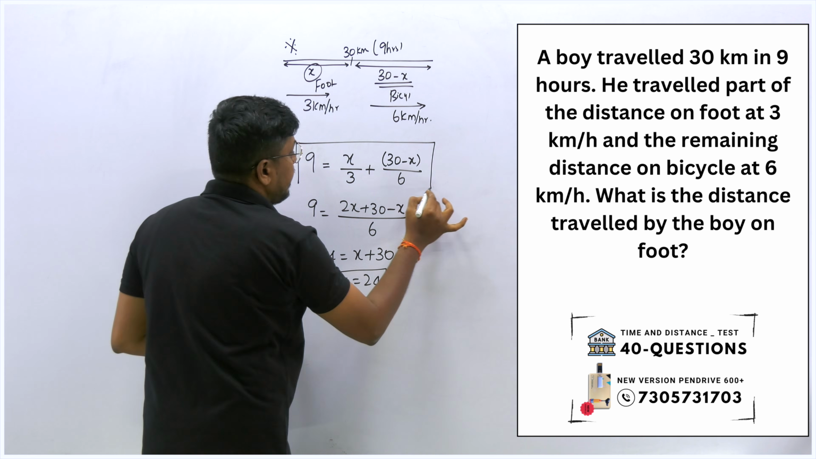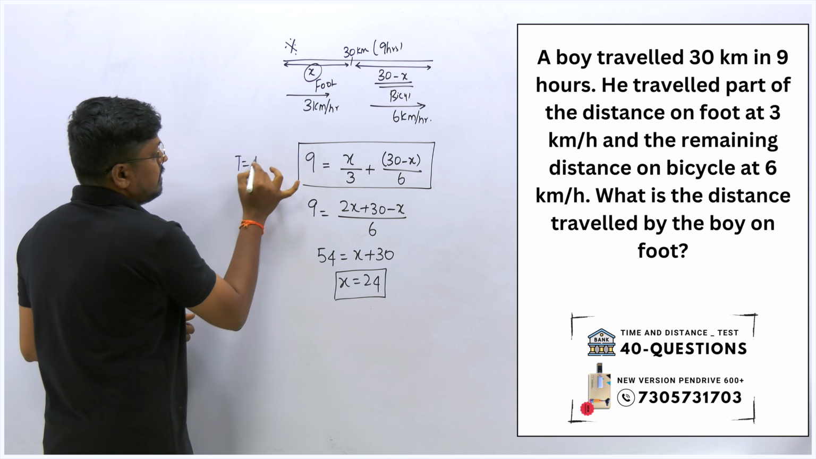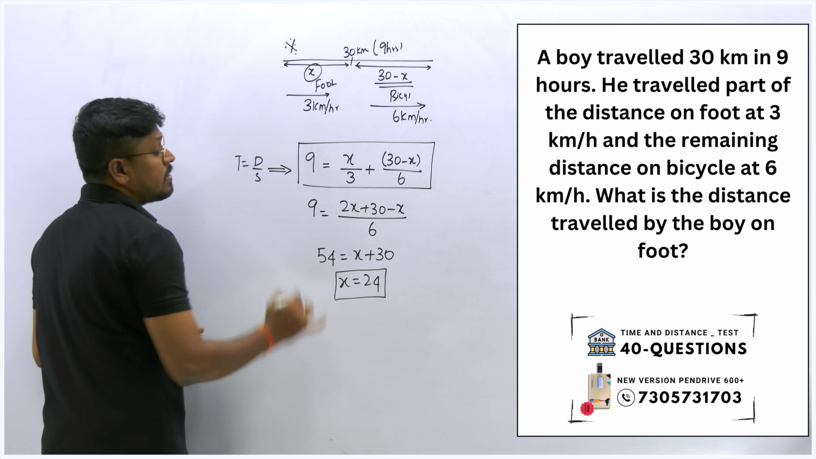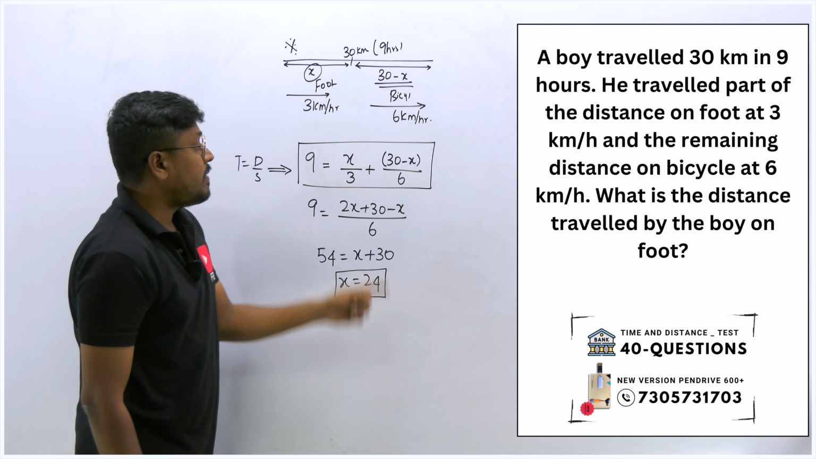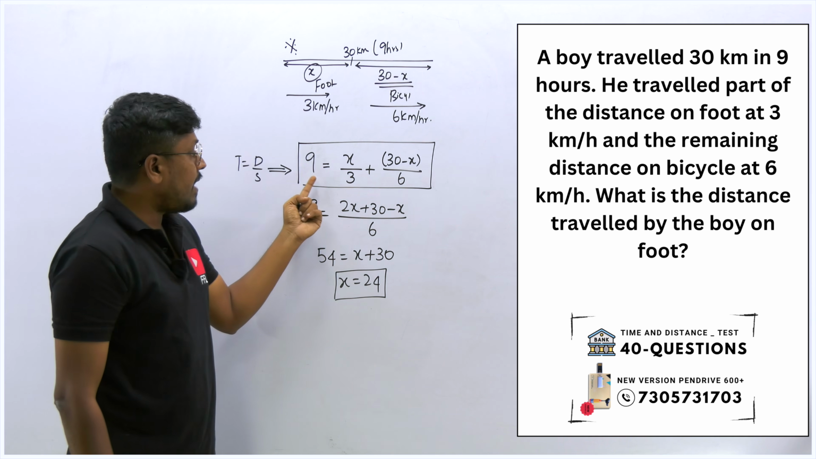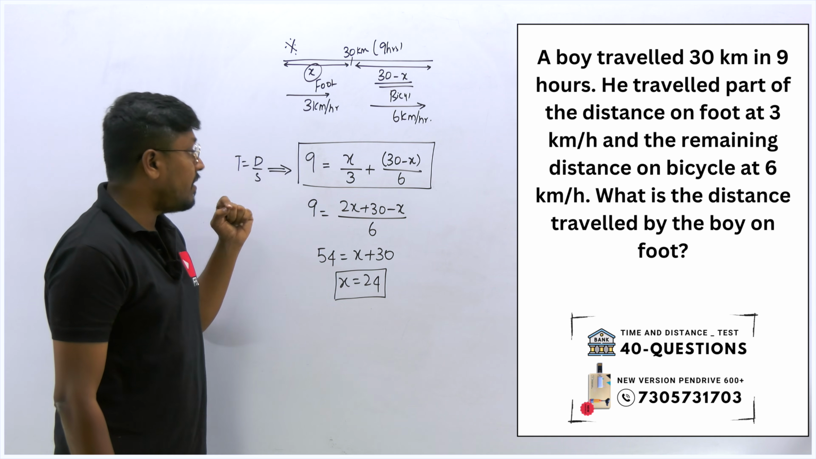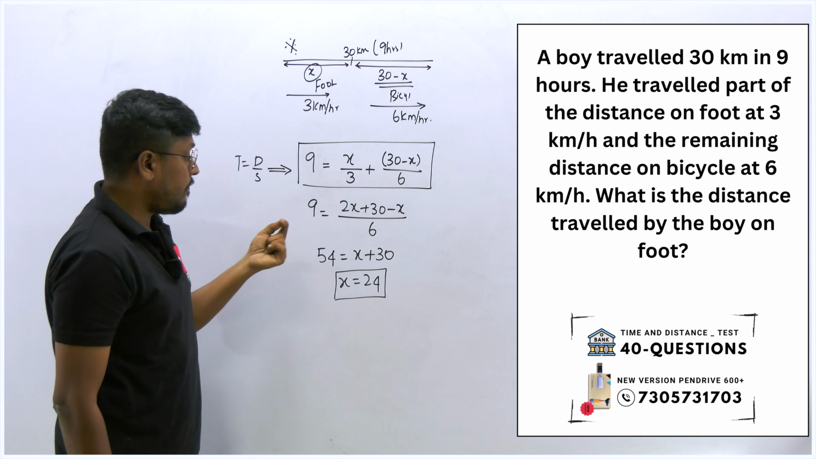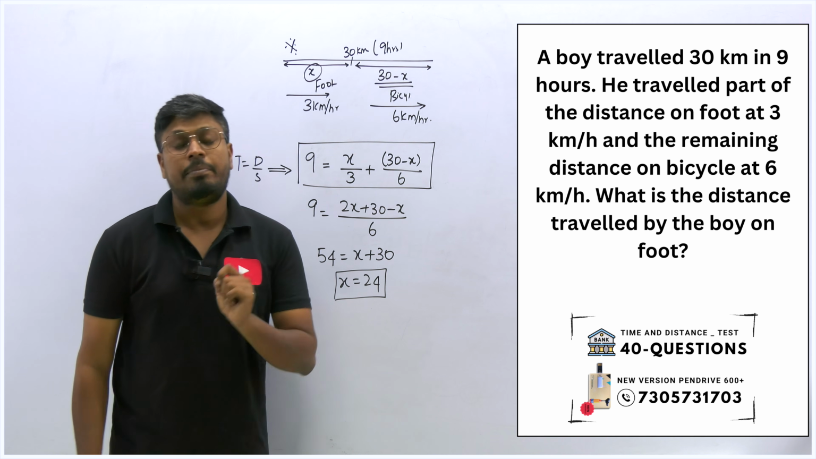So what I applied here is time is equal to distance by speed. This is the formula I have applied here, because we know both the distance as well as both the speeds. So by using that data, I have equated with the time. So as a result we got the distance that was covered on foot by the boy is 24 kilometers.